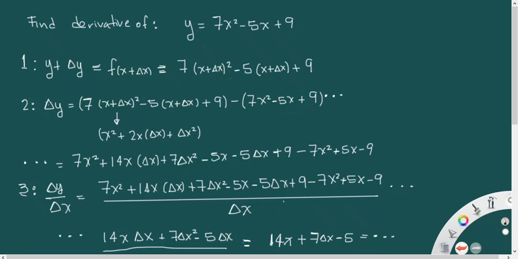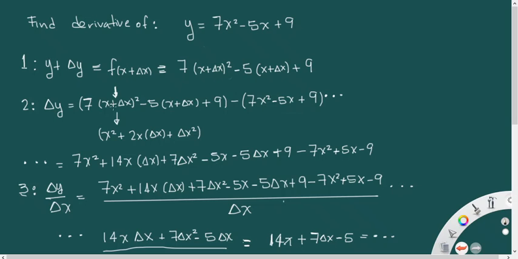Then the second step is to define delta y. And delta y is this expression over here, this guy, minus the original function. So this is 7 times x plus delta x squared minus 5 times x plus delta x plus 9, and all these minus 7x squared minus 5x plus 9. Please be aware that here we have a squared binomial, so we need to expand this first.